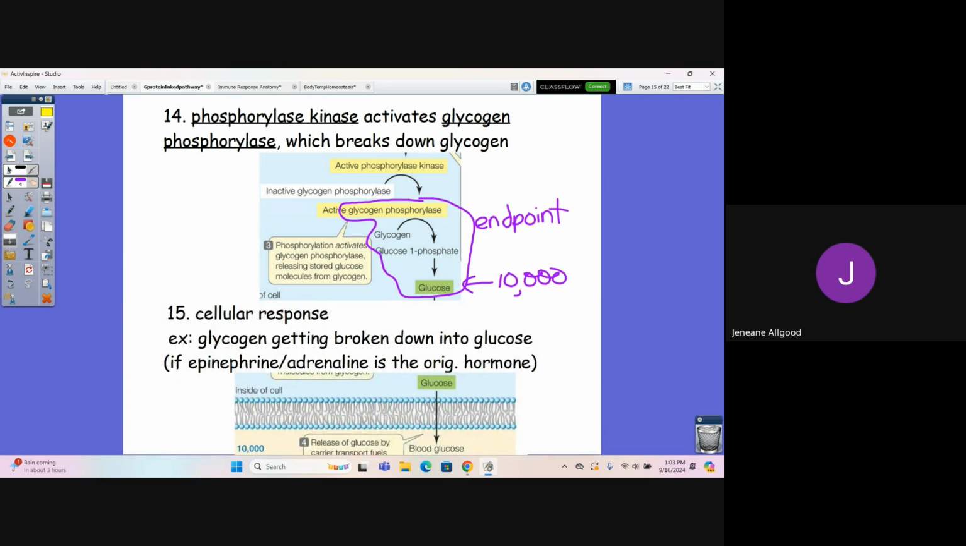Now we have our cellular response. So our cellular response, the end of this pathway, is glycogen getting broken down into glucose, and that's if epinephrine, adrenaline is the original hormone. I don't call it adrenaline a whole lot in here because epinephrine is the hormone name.